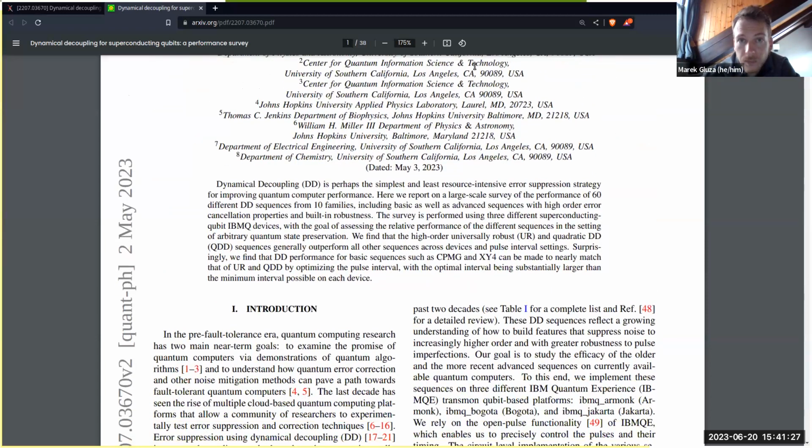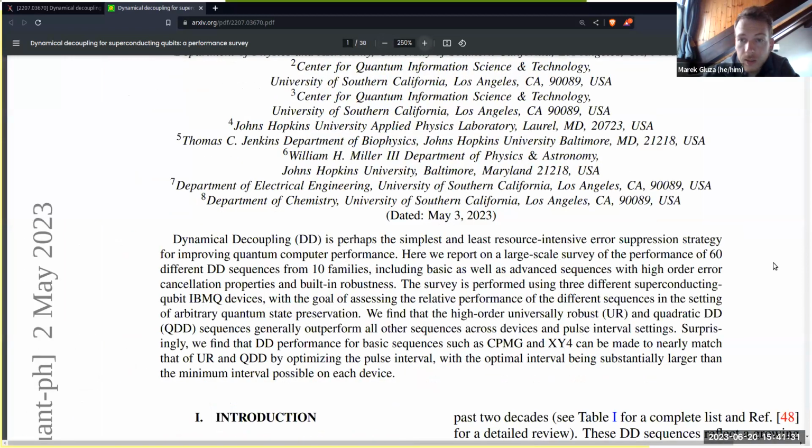Okay. So let's do a similar mode like we were doing with the engineer's guide, and let's see if I can tell you what to expect based on the abstract. Okay, so dynamical decoupling is perhaps the simplest and least resource-intensive error suppression strategy for improving quantum computer performance.